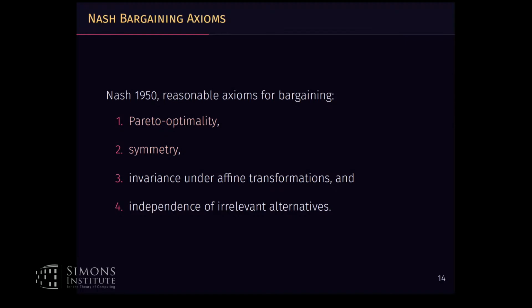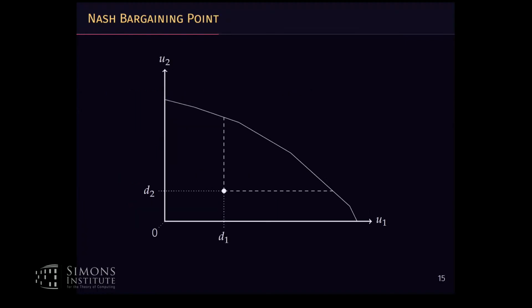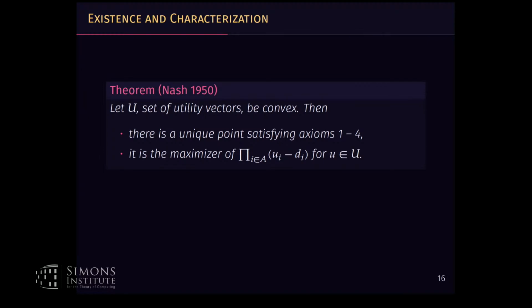But the main thing I want to point out is that under these axioms that Nash introduced, he showed that assuming the space of utilities is convex, then there is actually a unique point called the Nash bargaining point somewhere above these 2 disagreement lines, which is the ideal outcome of this bargaining situation. So the theorem that he showed is that if this set of utility vectors is convex, then there is a unique point satisfying these 4 axioms. And this point is the maximizer of the product of the utilities minus the disagreement utilities. This you might also know as the Nash social welfare.